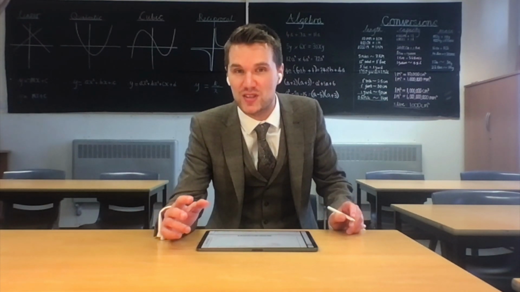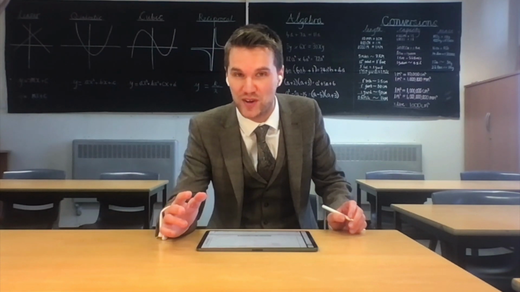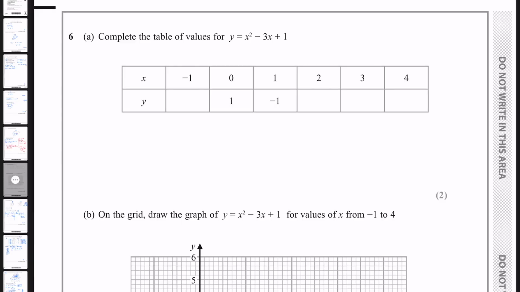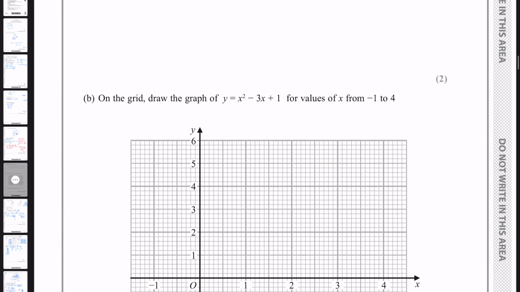Yesterday we went through the first paper and we got up to question 5. So we will start on question 6, and here we go. Number 6, complete the table of values for y equals x squared minus 3x plus 1. And once you've done that, then you need to put it on the grid and draw your graph.